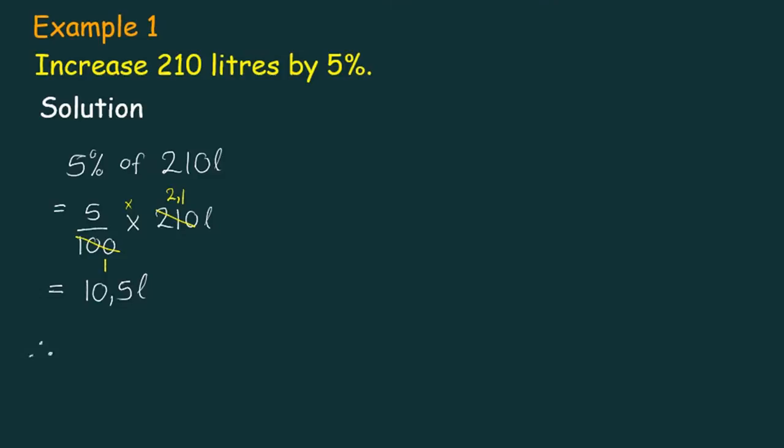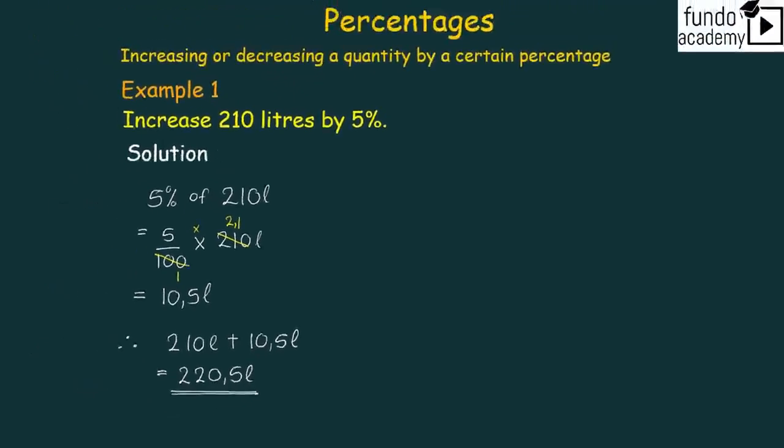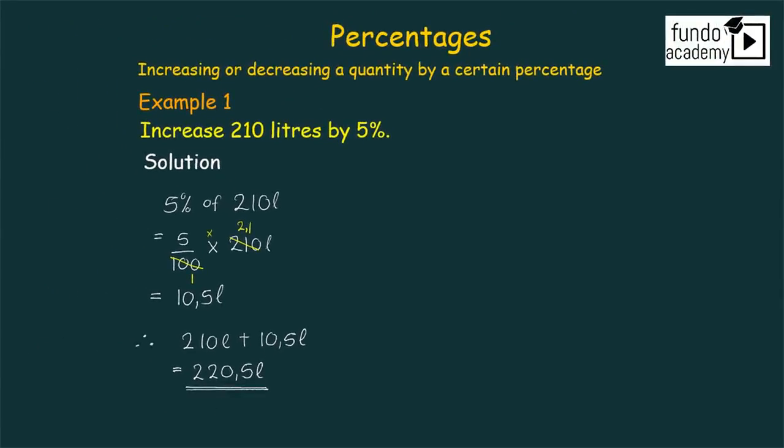So therefore we can say 210 liters plus a 5% increase, which is 10.5 liters, gives us 220.5 liters. So this 220.5 liters is now our new value after increasing 210 liters by 5%. So this is simply how we can handle a percentage increase on a quantity, right?